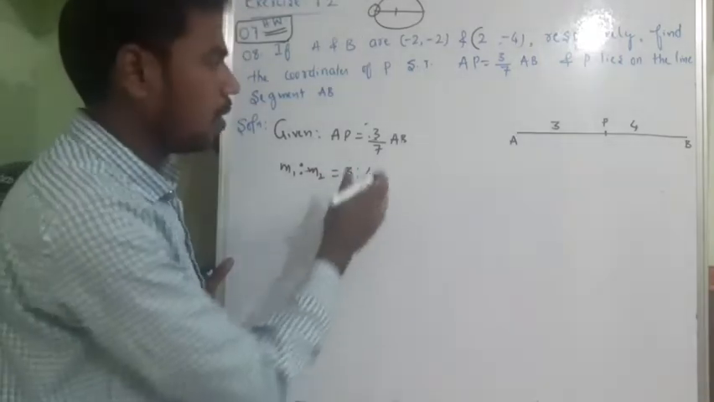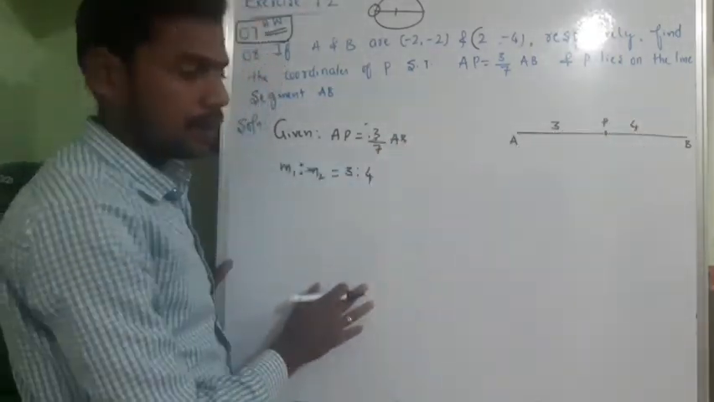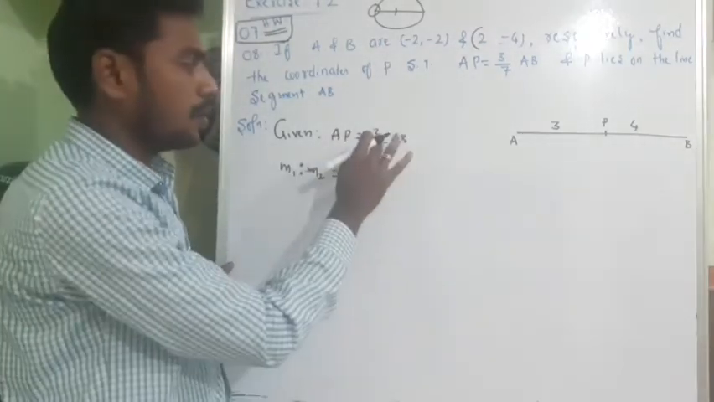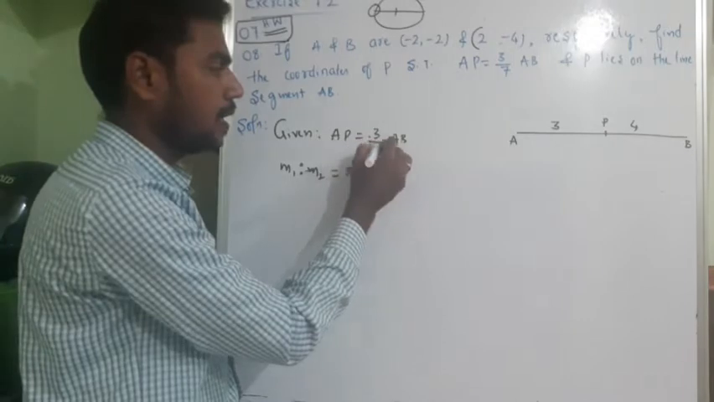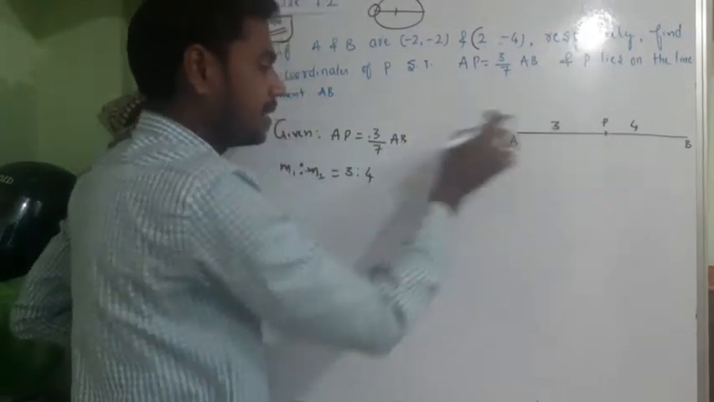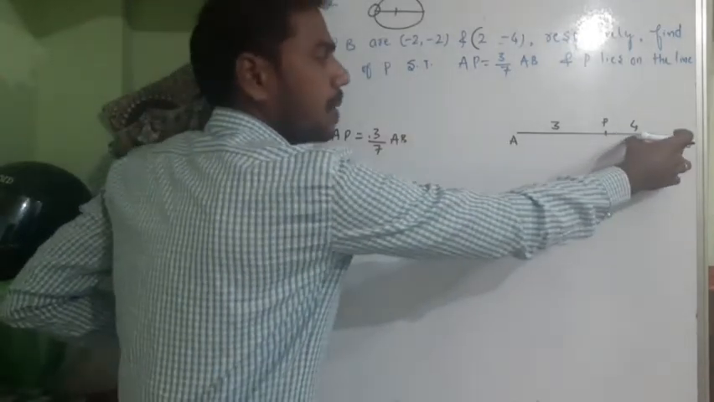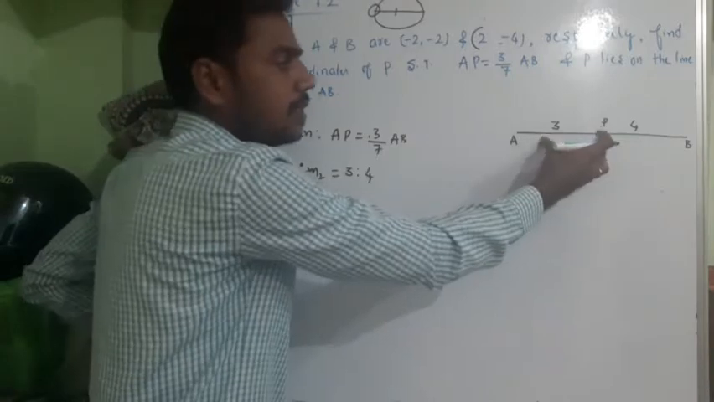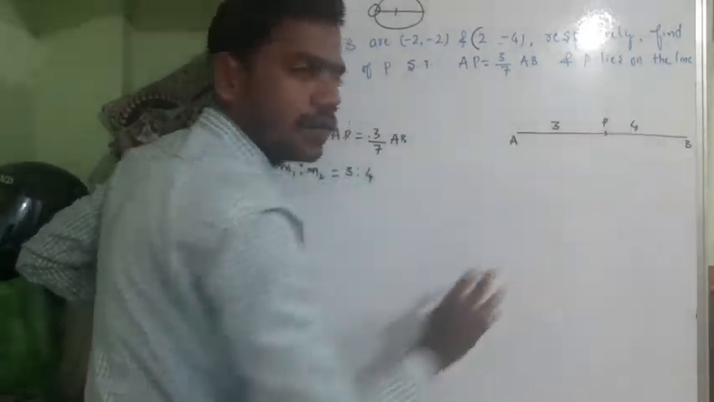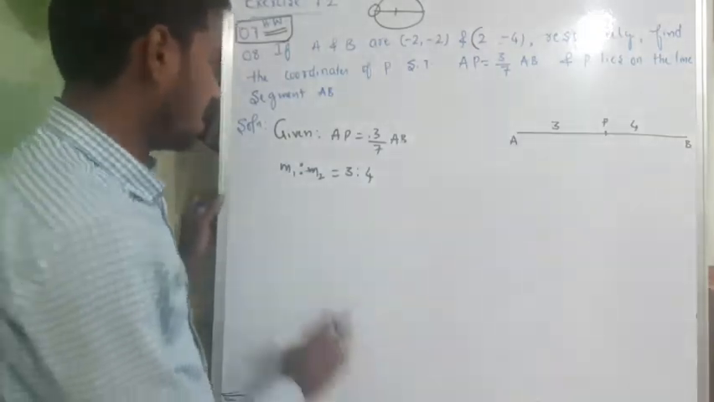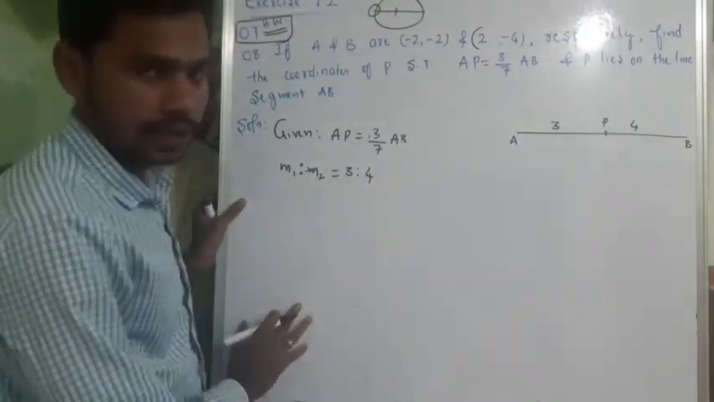Why? You got to know why 3:4. So, parts divided by the total number of parts. Suppose the share of this particular region is 3, then the share of the other region will be 4, because the total is 7. One region will get 3, the other region will get 4. That is the reason it is 3:4. Basics of fractions. Now, M1 is to M2 is equal to 3:4.